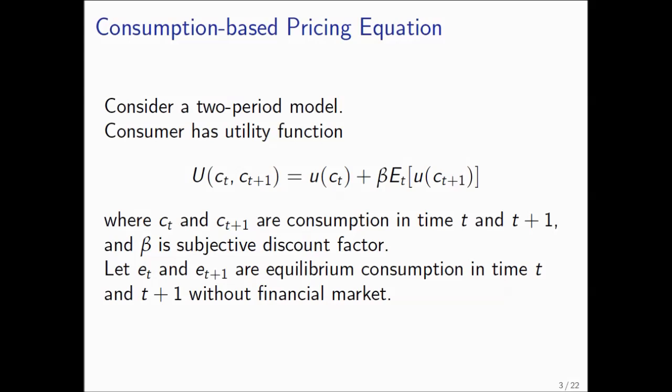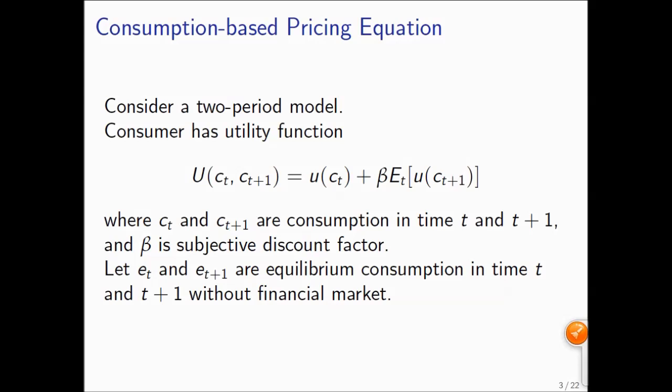We'll consider a very simple model, very similar to macro. We consider a two-period model. There's a consumer whose utility is separable. So we can see big U is a function of today's consumption C_t and tomorrow's consumption C_{t+1}. It's a function that's separable between today's utility, small u of C_t, plus the time discount factor beta times the expected value of the future utility. Note that beta is a subjective discount factor.